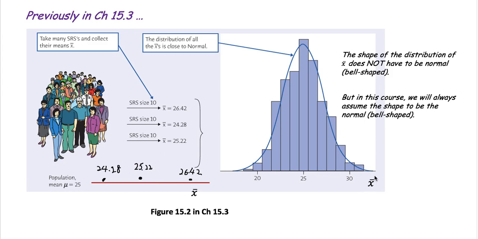means. Now, your book says the horizontal axis of this diagram should be x bar because we are dealing with all these sample means. So this histogram has the shape of a bell, it's bell-shaped, it's symmetric. But actually, the shape of the distribution of the sample mean does not have to be normal, doesn't have to be bell-shaped. But in this course, we'll always assume the shape to be normal, bell-shaped, because it will be easier for our calculation, okay?